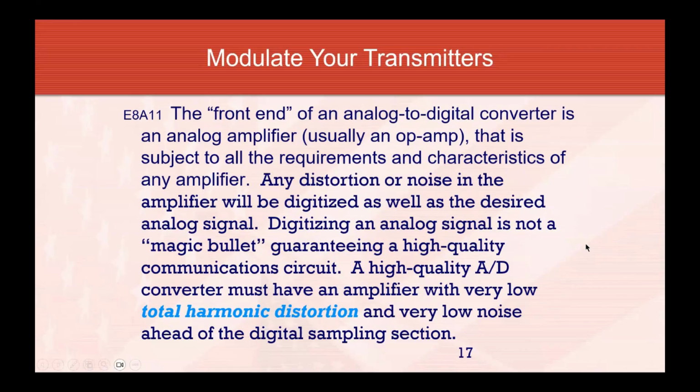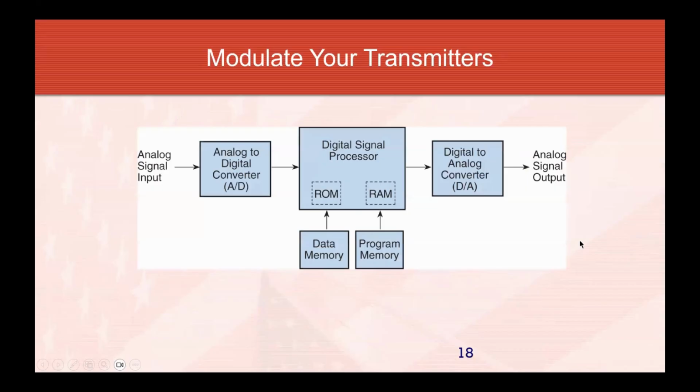Okay, a high quality A to D converter must have an amplifier with a very low total harmonic distortion and a very low noise floor. And this is just a little diagram of how that works out.